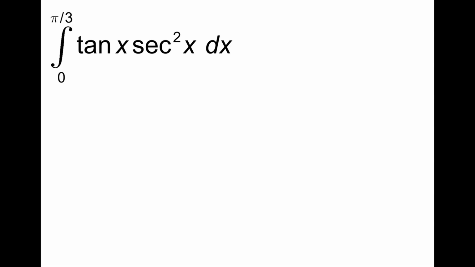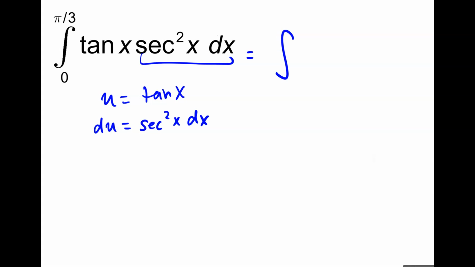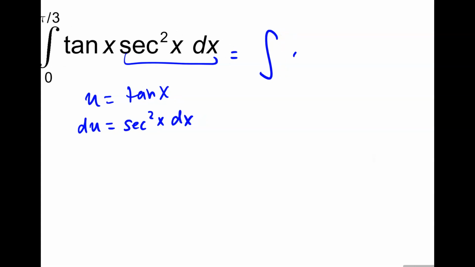Tan x, secant squared x dx. What should be our inner function? We could use secant squared x, but then when we take the derivative of secant squared, that's going to be a chain rule. So let me have u be tan x. The derivative of tangent of x is secant squared x dx, which is exactly what we have. So this is just the integral of u du. We have to figure out our bounds.